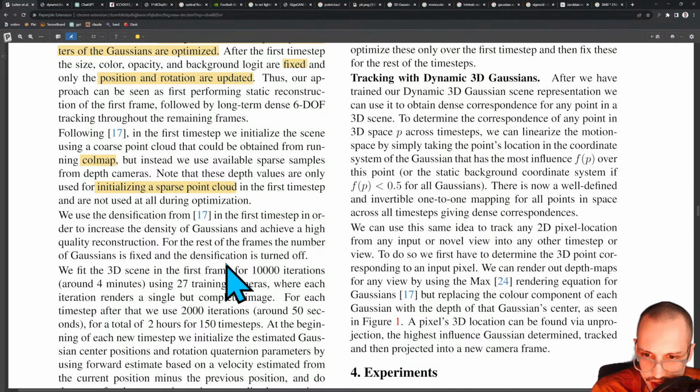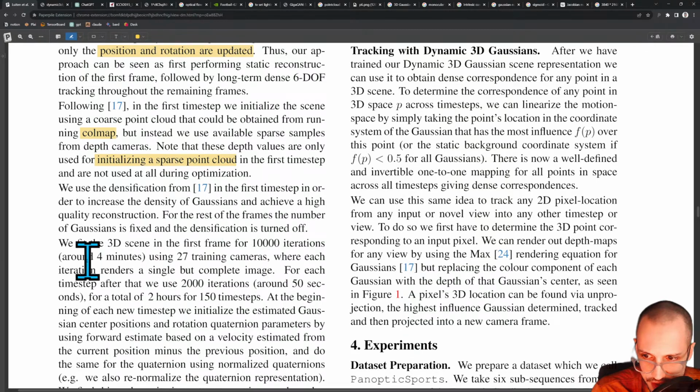We fix the 3D scene in the first frame for 10,000 iterations. Using 27 cameras, iterations render a single but complete image. For each time step, we use 2,000 iterations, 50 seconds, for a total of 2 hours for 150 time steps. So first part, which is creating the static scene, takes about 4 minutes. And then the second part, which is creating the dynamic kind of motion, is around 2 hours.